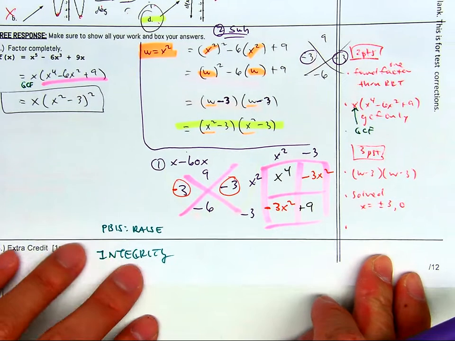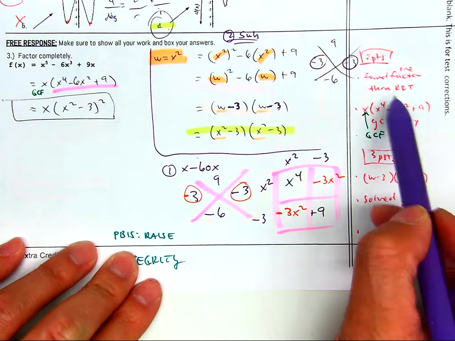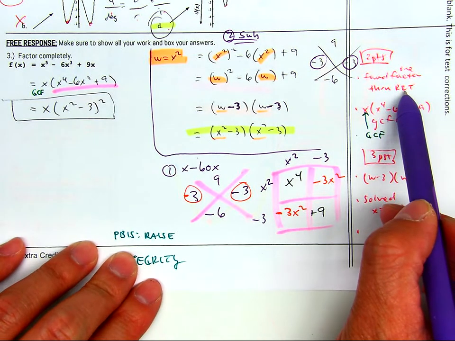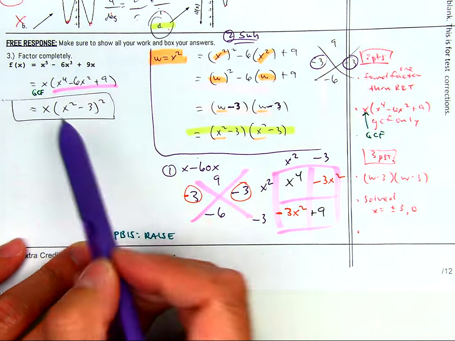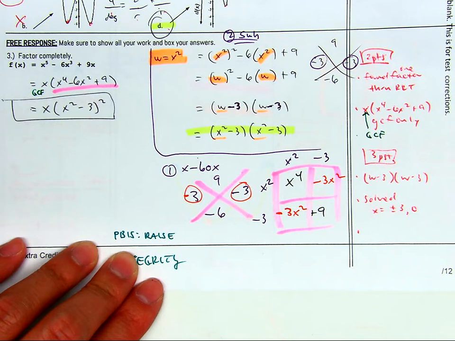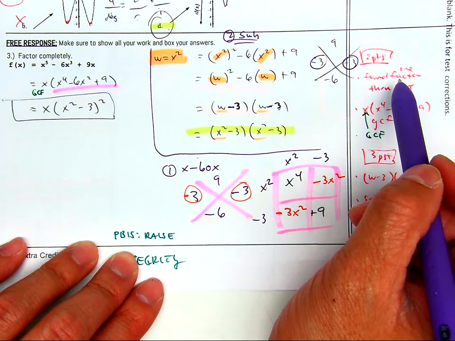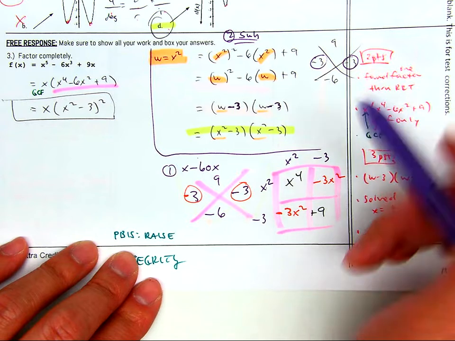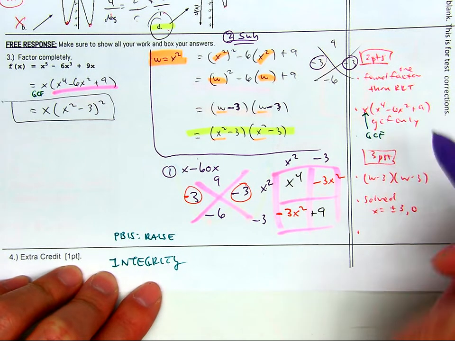Now, if you were stuck here, you could have also used the rational roots theorem to find one of the factors. You would have found that it would have been pretty difficult. But you could have found one. I gave you 3 points if you solved it.